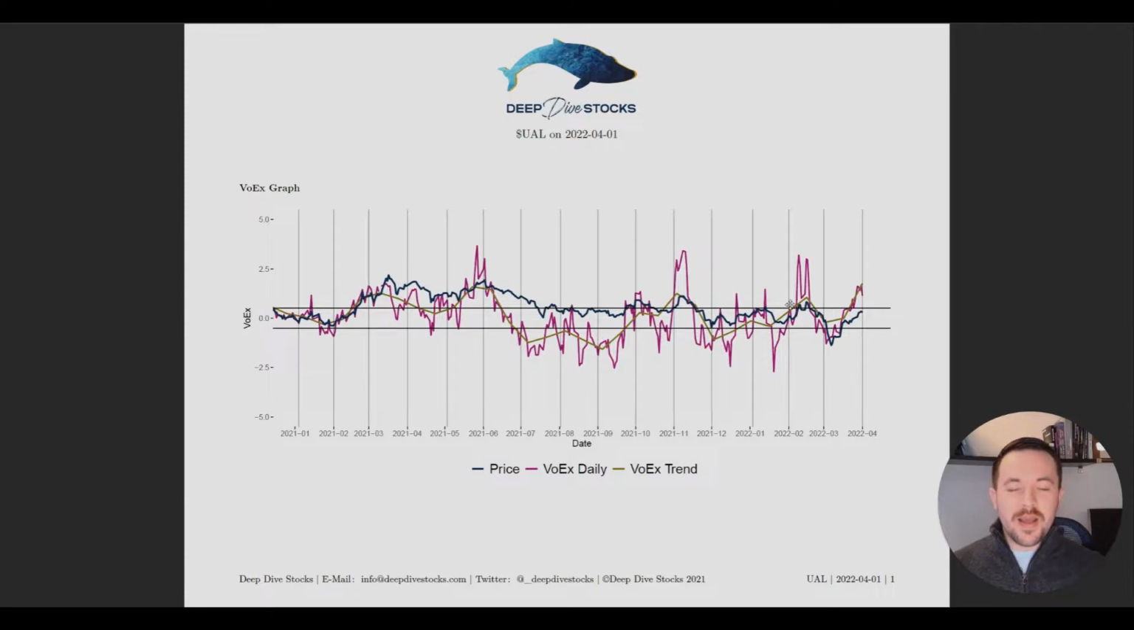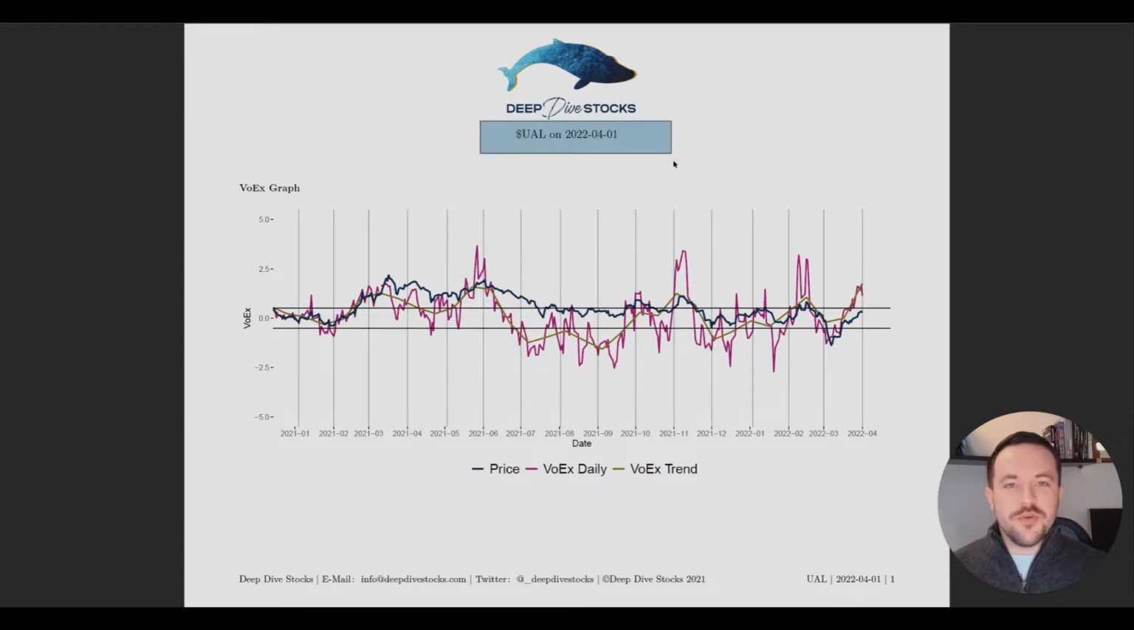So I'm actually very excited to do United Airlines today because it has a lot of very cool and traditional VoEx behaviors. As well, we're going to look at Deep Dive Stock's new toy, the Hedging Heat Map. And we're going to see, especially with United Airlines, what a gem it is when all three of these come together and form such a beautiful picture of what's going on in the stock. So without further ado, let's get started.